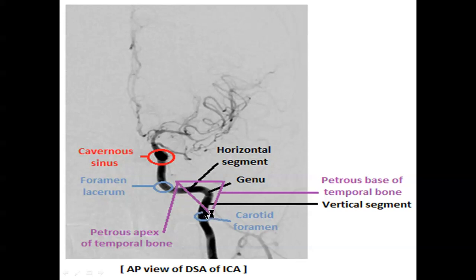Hence the C2 segment, the Petrous segment, is comprised of a vertical segment, a vertical part, a genu, an angle, and a horizontal part. So these are the parts of the Petrous segment. Let's discuss it.